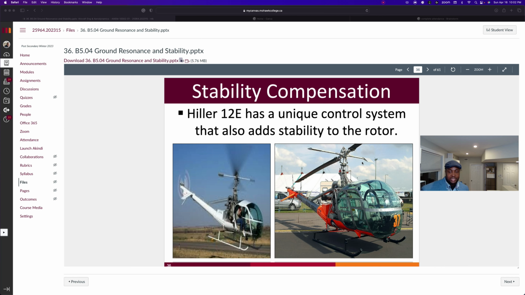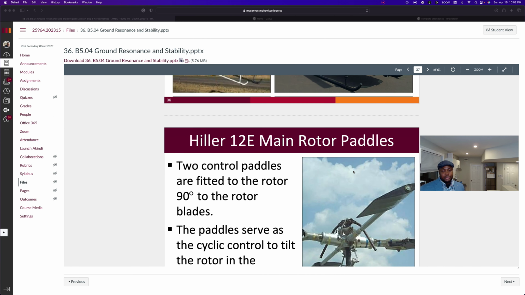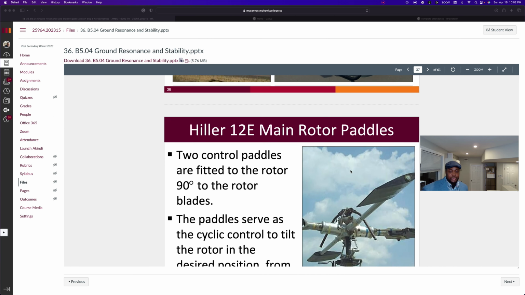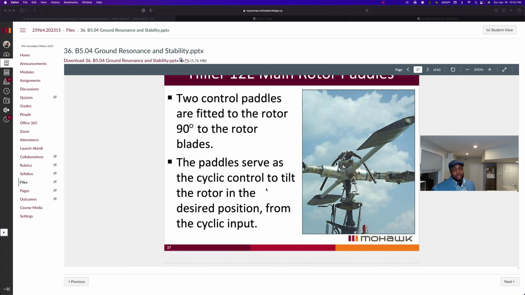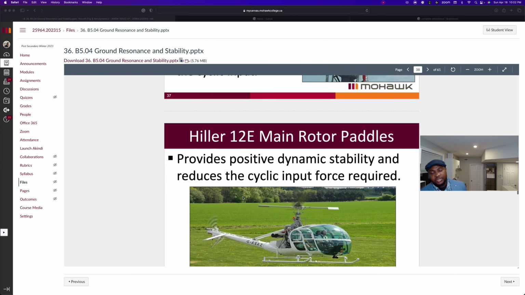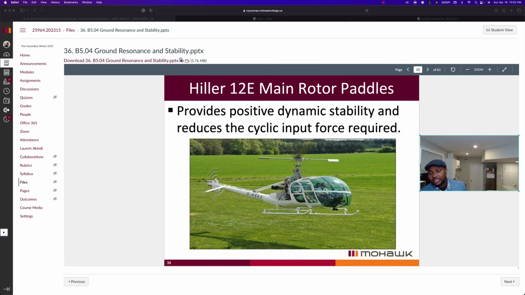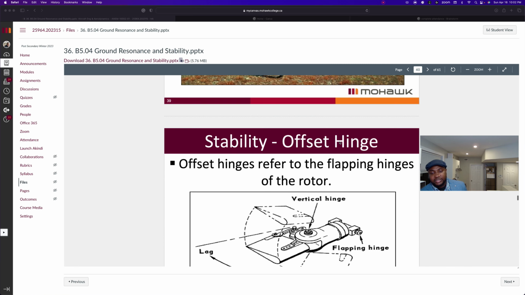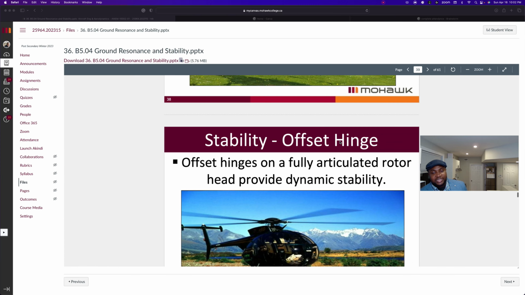that looks like a little paddle, and this is used to actually induce a change in the helicopter. The two control paddles are fitted to the rotor 90 degrees to the rotor blades. These paddles serve as cyclic control to tilt the rotor in the desired position from the input. So we have several designs, and we're not going to get into them too in depth just yet.